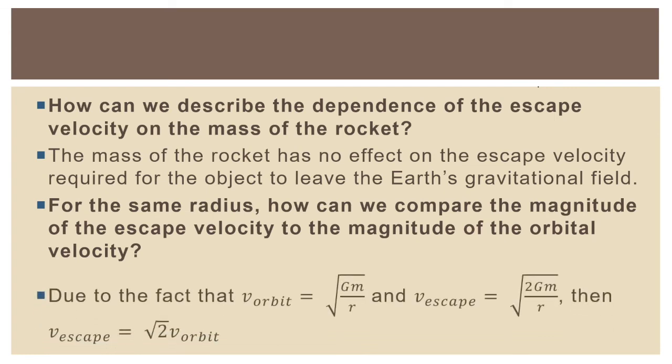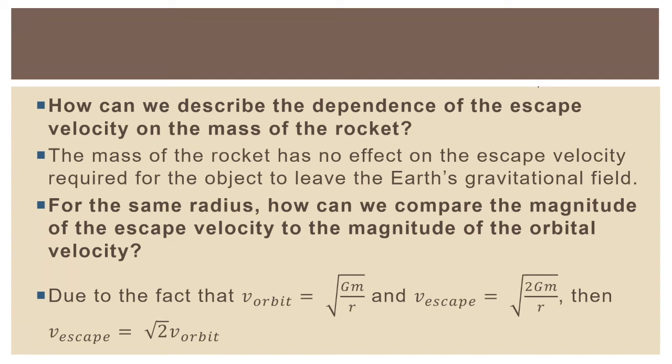V orbit equals square root of GM over r. The equation for the escape velocity is the square root of 2GM over r. So what we're saying here is that since V orbit equals root GM over r, and V escape equals root 2GM over r, the difference between these two values is a factor of root 2. Root 2, remember, is 1.4. And that's just an interesting, quirky little relationship.